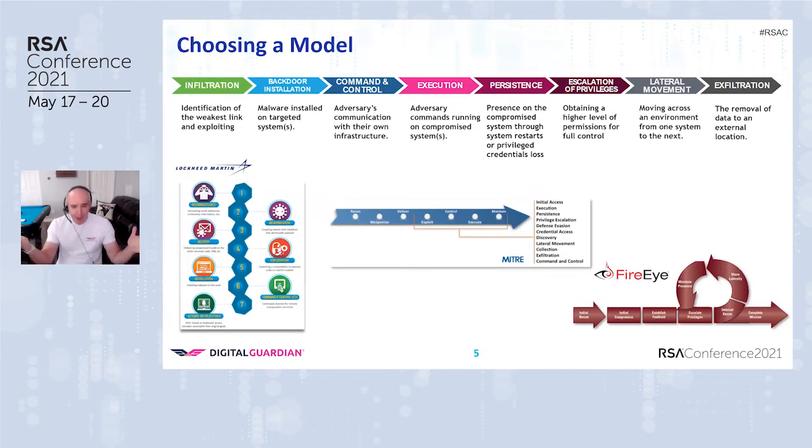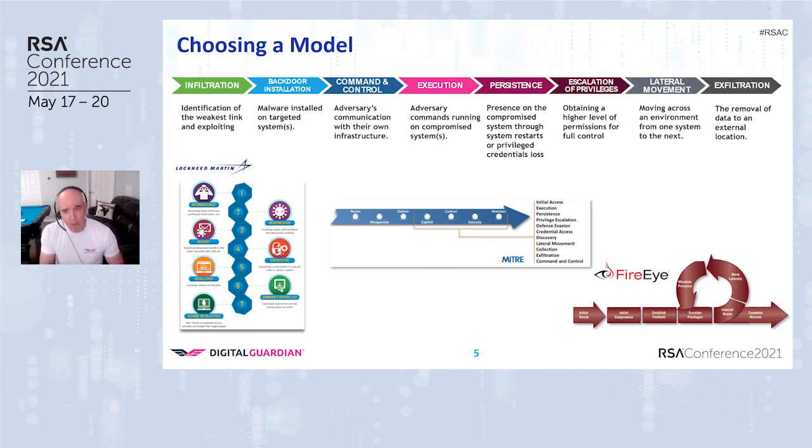All right, choosing a model. There's a ton of models out there, but this is important. This is a very important step, because understanding the entire attack life cycle, from infiltration to backdoor installation, to command and control, all the way down to exfiltration, understanding each one of those vectors in the attack life cycle is critical, because in all of those areas you can identify traces of adversarial behavior.